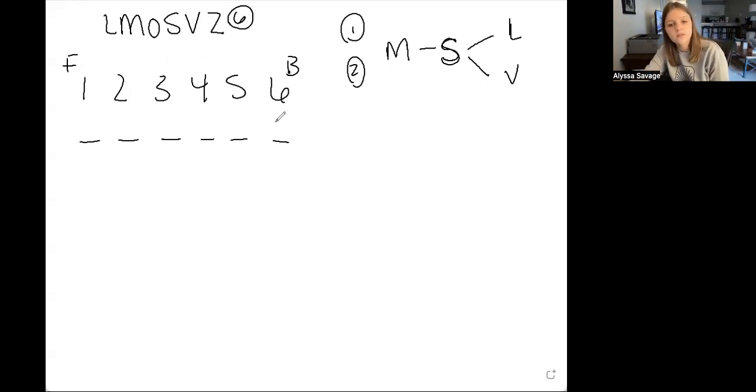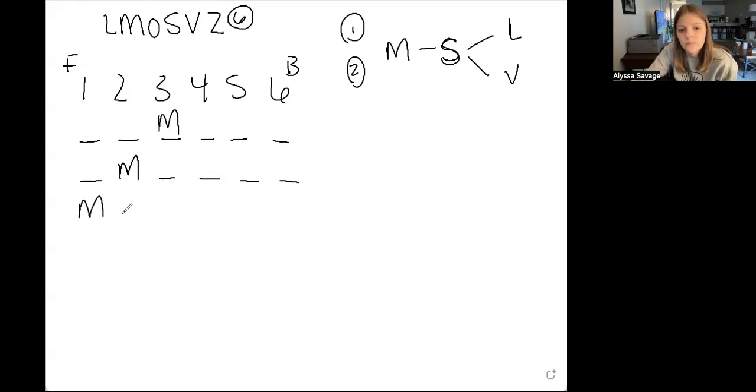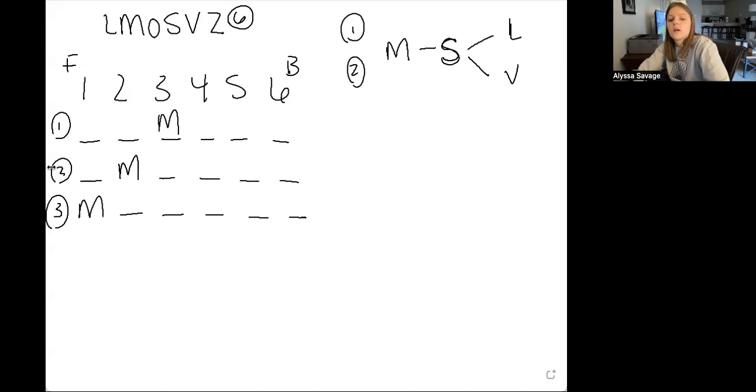So we said it couldn't go in 6, 4, or 5. So M could go in 3. We said M could also go in 2, and M can go in 1. And I'm creating those 3 worlds because M can go in 3 different places. It doesn't have to go in one specific place. So I have to create the possibilities that M can go in.